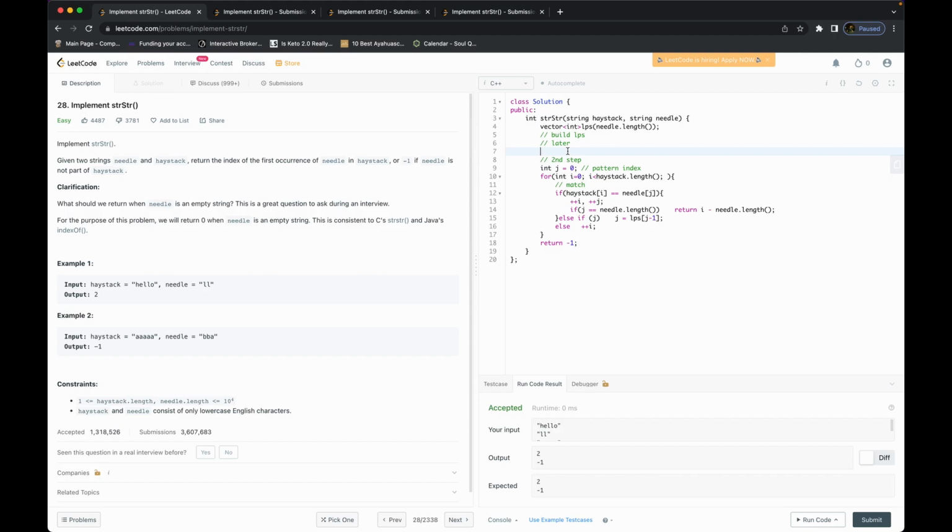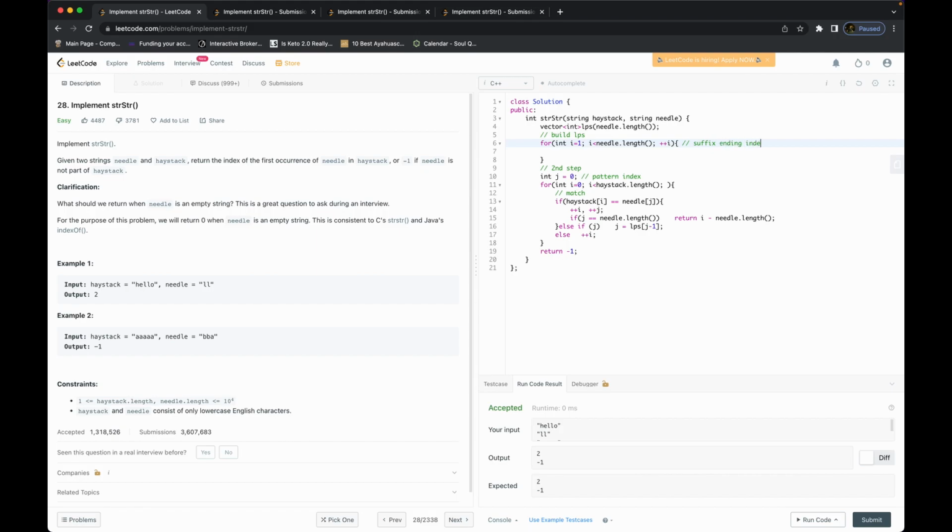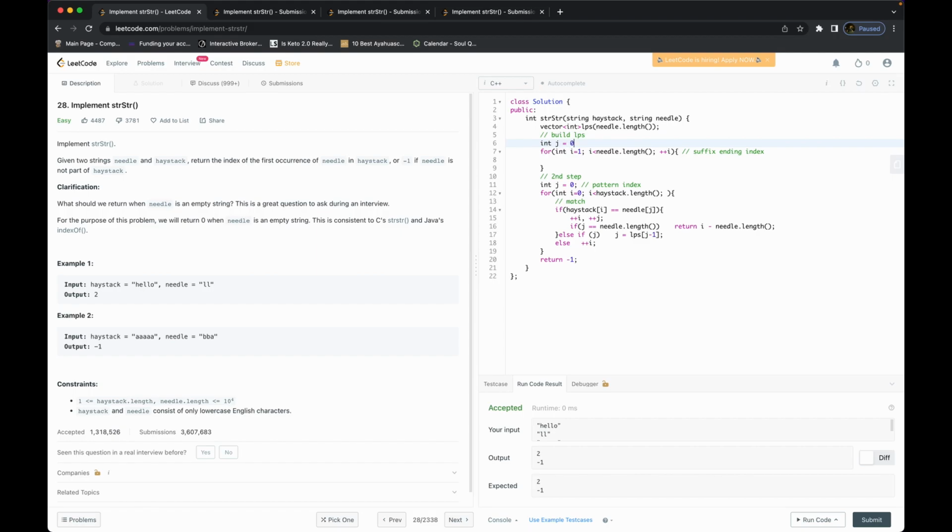So we are now ready to code the first part, which is building the LPS. We will iterate over the needle. We will start from index 1 because at index 0, the prefix and suffix are the same as the substring itself, and we don't consider that a prefix and suffix, so it's not a valid case. And i means the index of the suffix ending index. And j we will use for the prefix ending index.